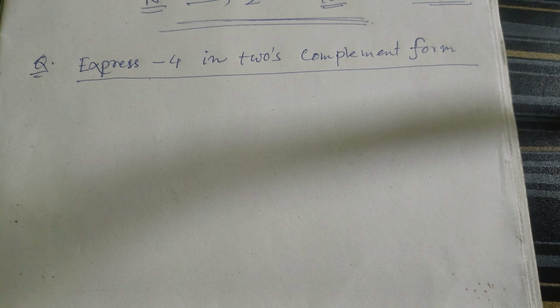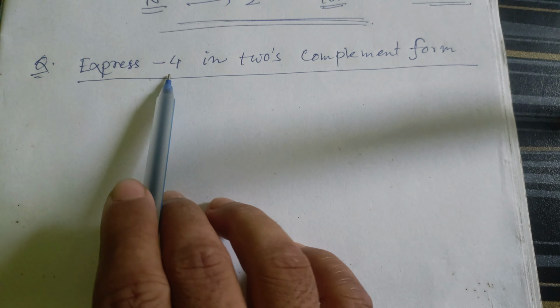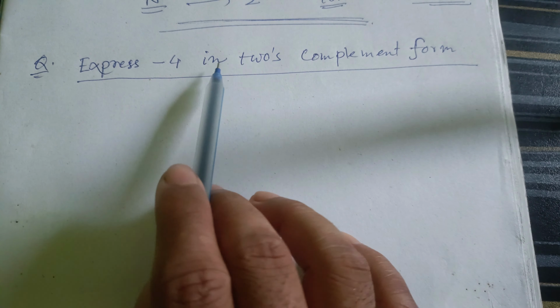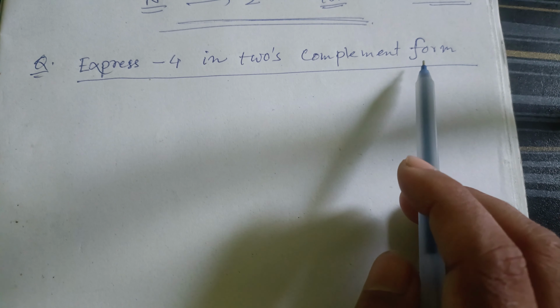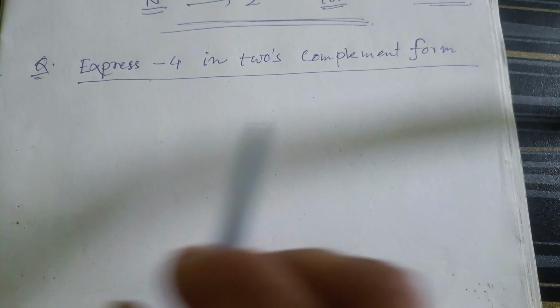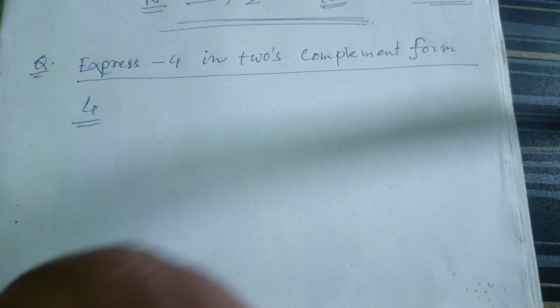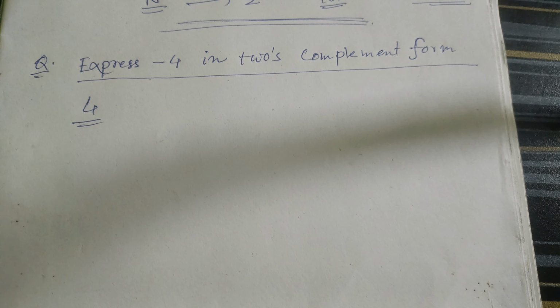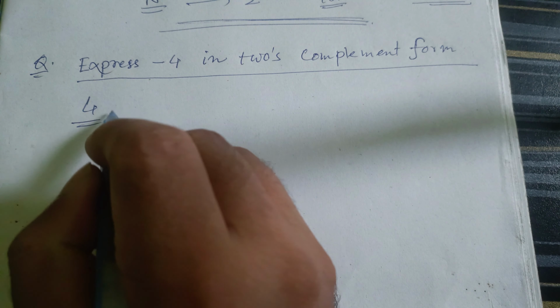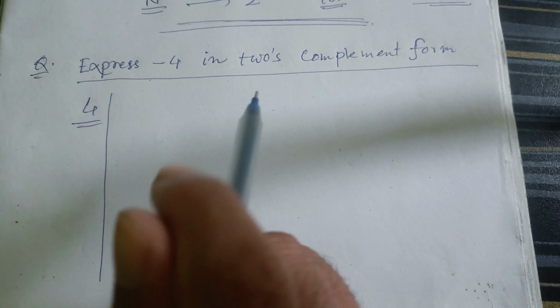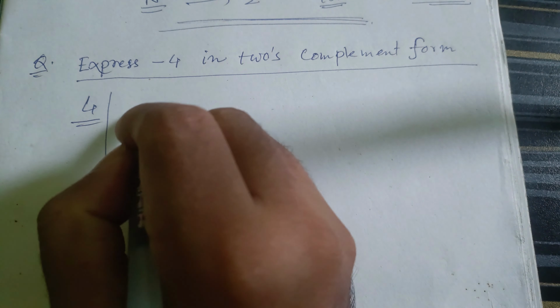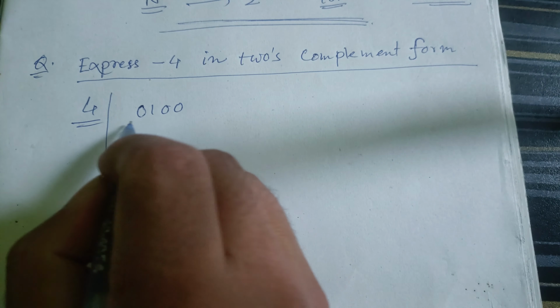In this video we'll discuss one question: express -4 in 2's complement form. So if I represent 4 as a positive number, and if I represent it in the 4-bit form, then it will be 0 1 0 0, correct?